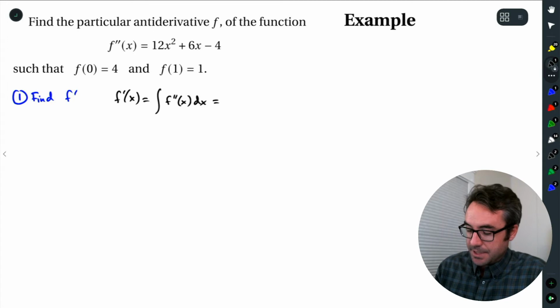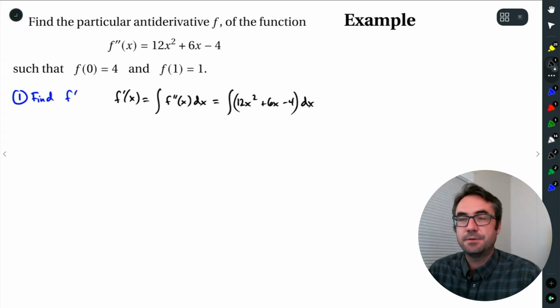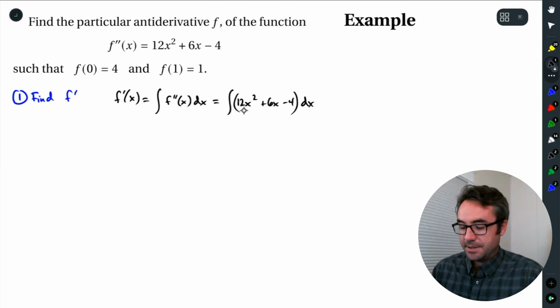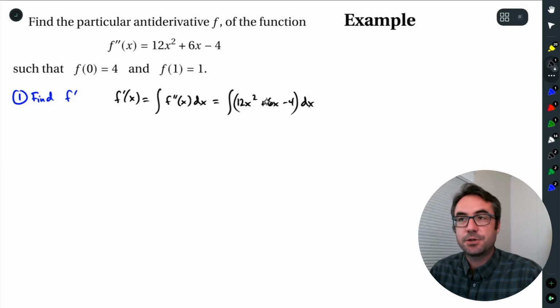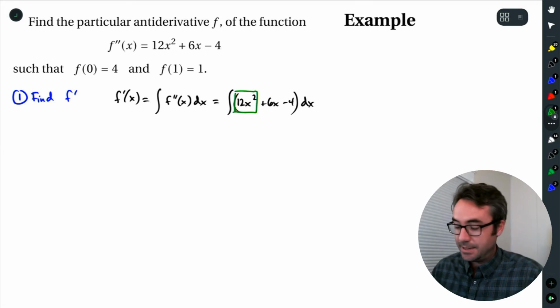So let's fill in our second derivative. It's 12x squared plus 6x minus 4. We're going to do the antiderivative of that function. When we look at this, there are just 3 terms here that we need to integrate. So we just go term by term. Let's start with our first term, this 12x squared. We're going to integrate that.